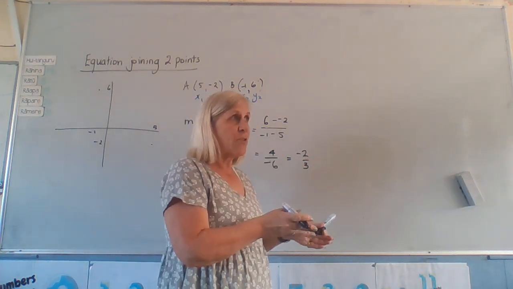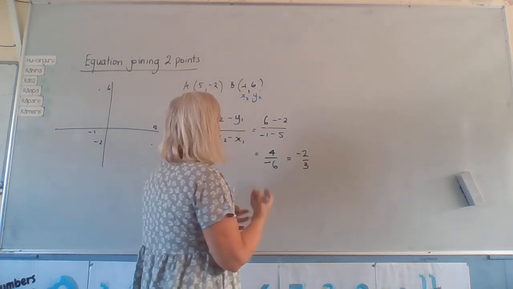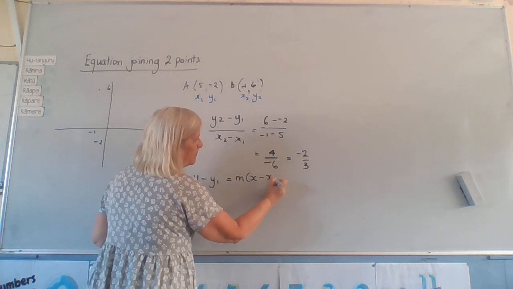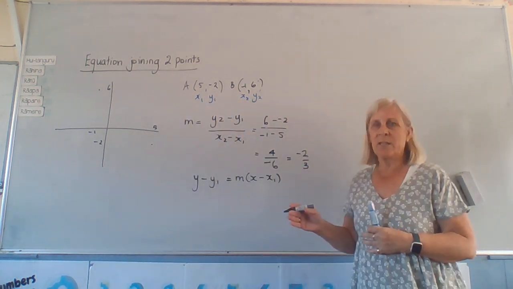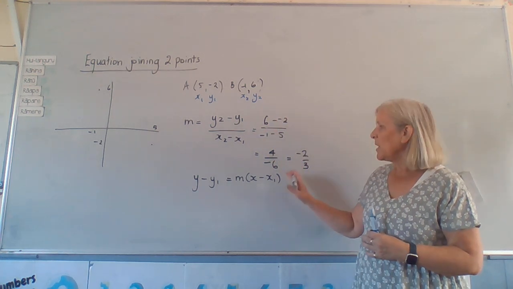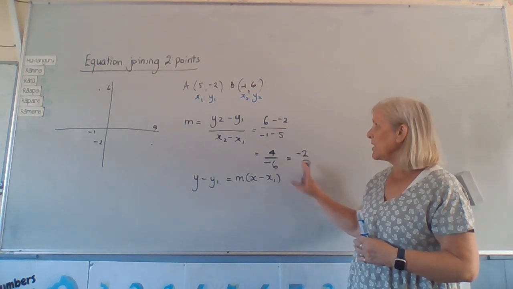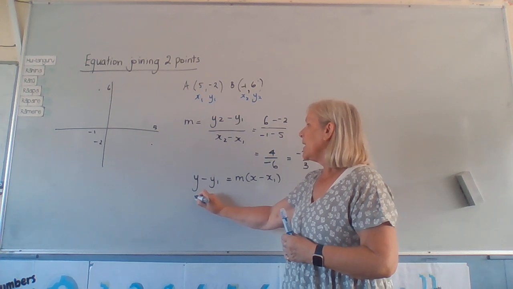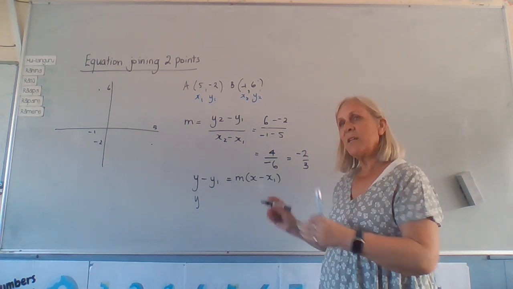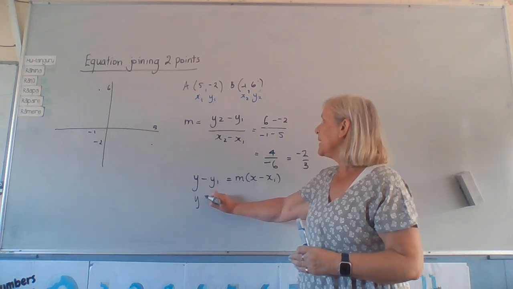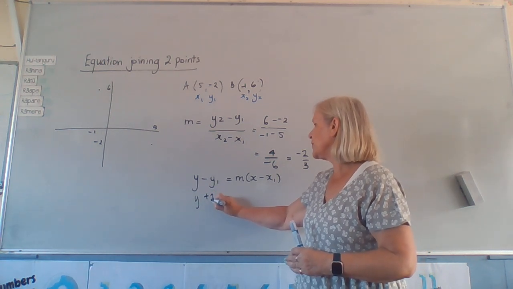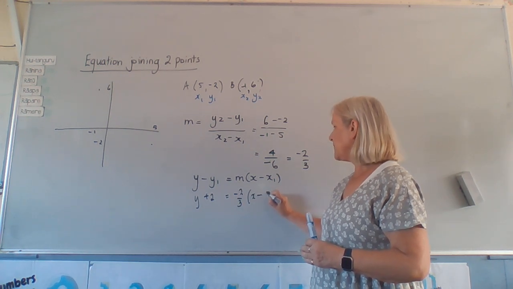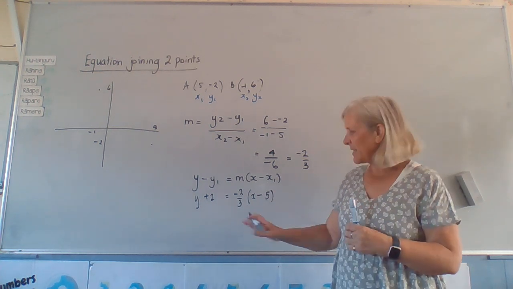So once we've got the gradient, we can use the same formula we had the other day, which is y minus y1 equals m(x minus x1). We don't have to use the second point. The second point helped us to find the gradient, but now we just use the gradient that we found and one of the points. It doesn't actually matter which one, but we just tend to use the first one because that's what the formula says. The x and the y, again, stay in our formula to represent the axes on the line. So y minus -2, which is +2, equals -2 over 3 times x minus 5.